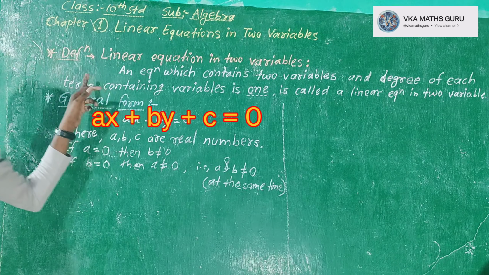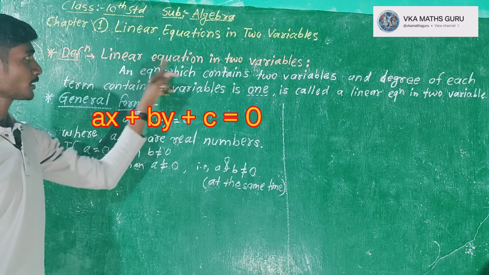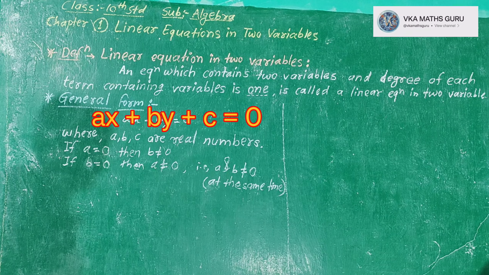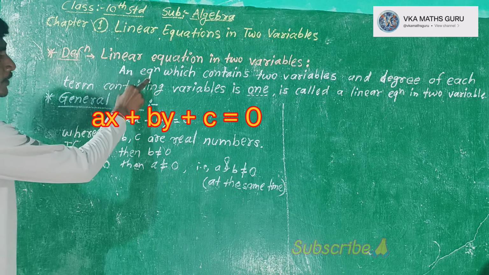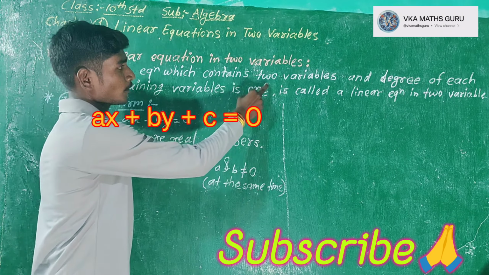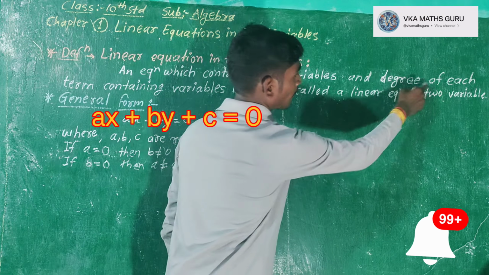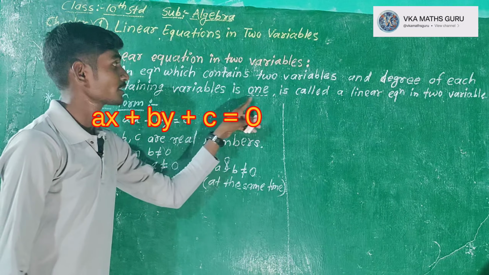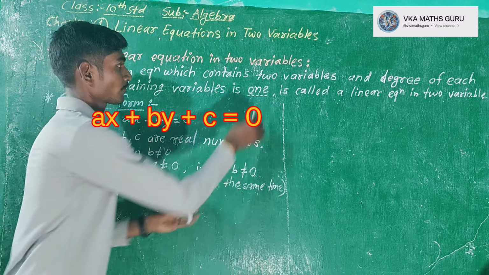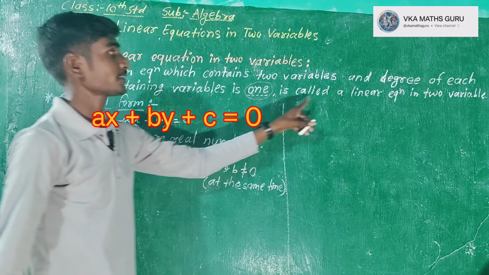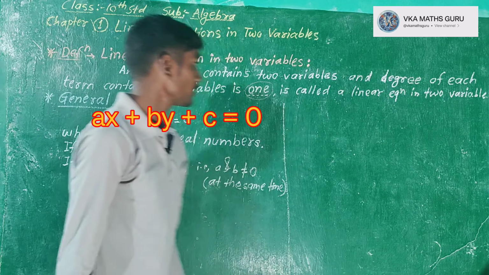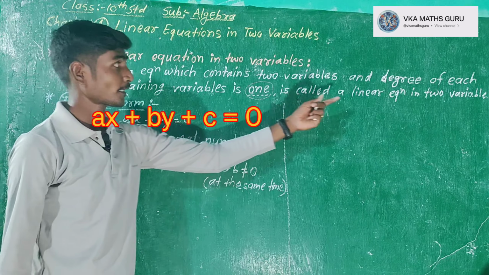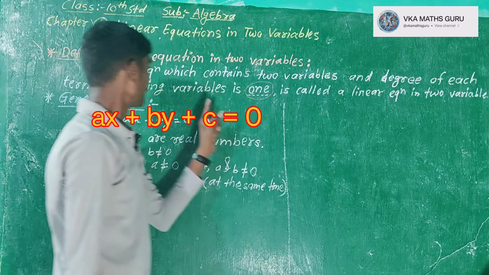First we'll discuss the definition of a linear equation in two variables. So what is meant by a linear equation in two variables? The definition is: an equation which contains two variables, and the degree of each term containing variables is 1, is called a linear equation in two variables. So in this definition, the highest degree of the variable is 1.